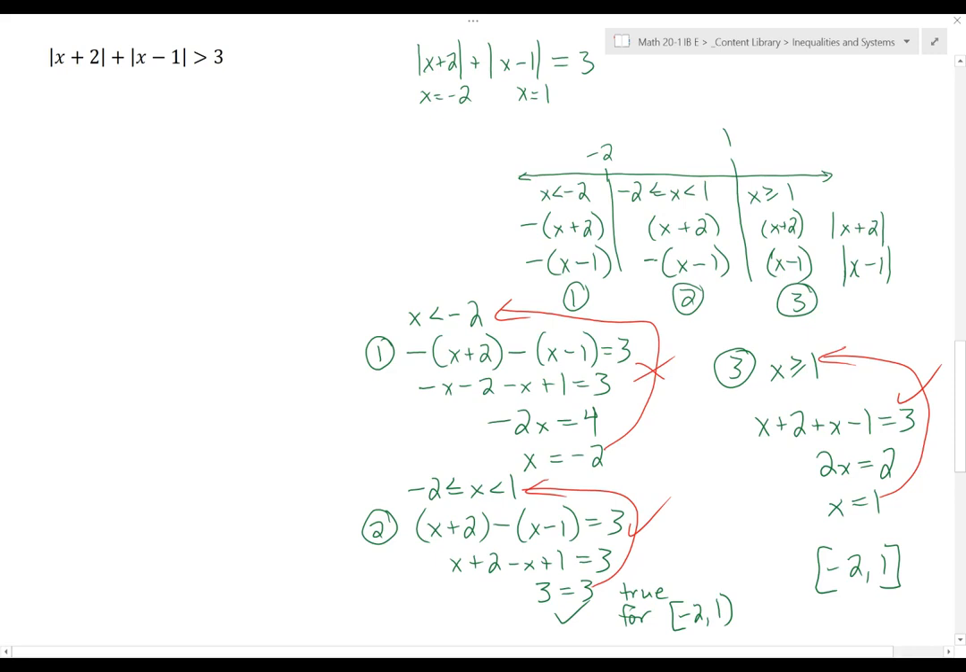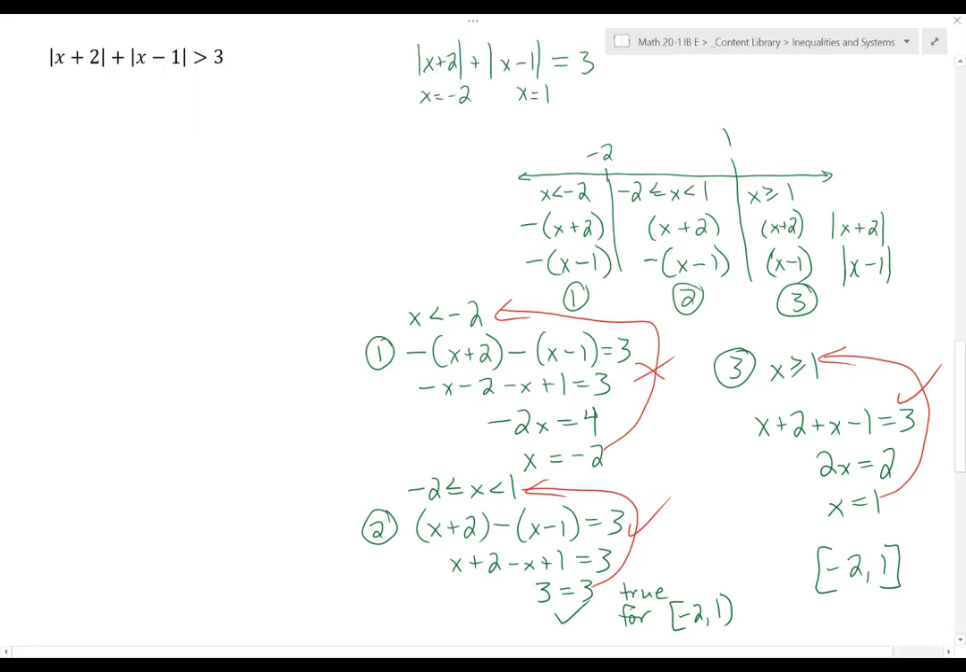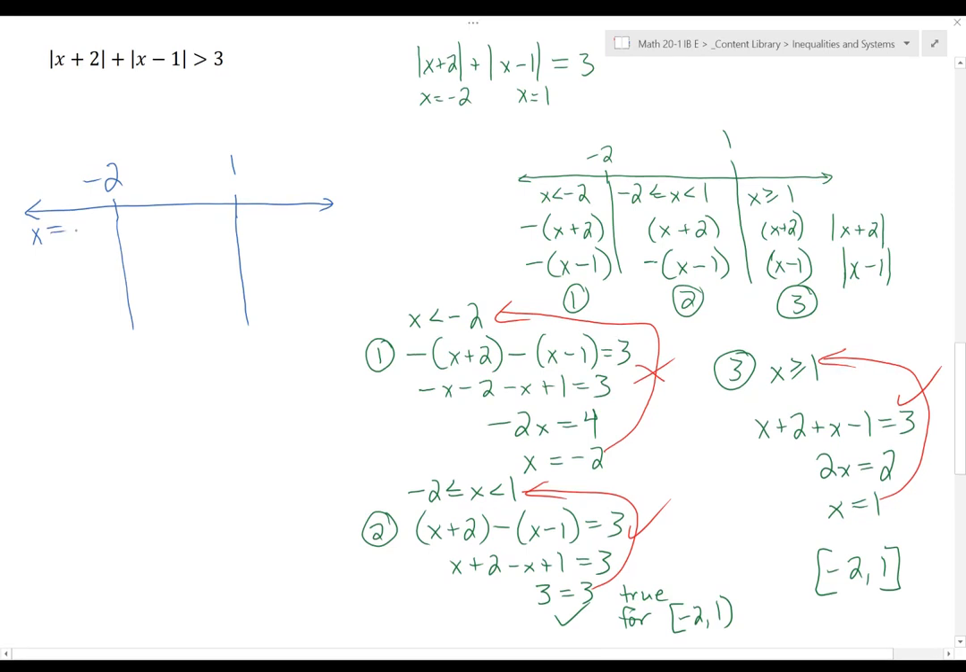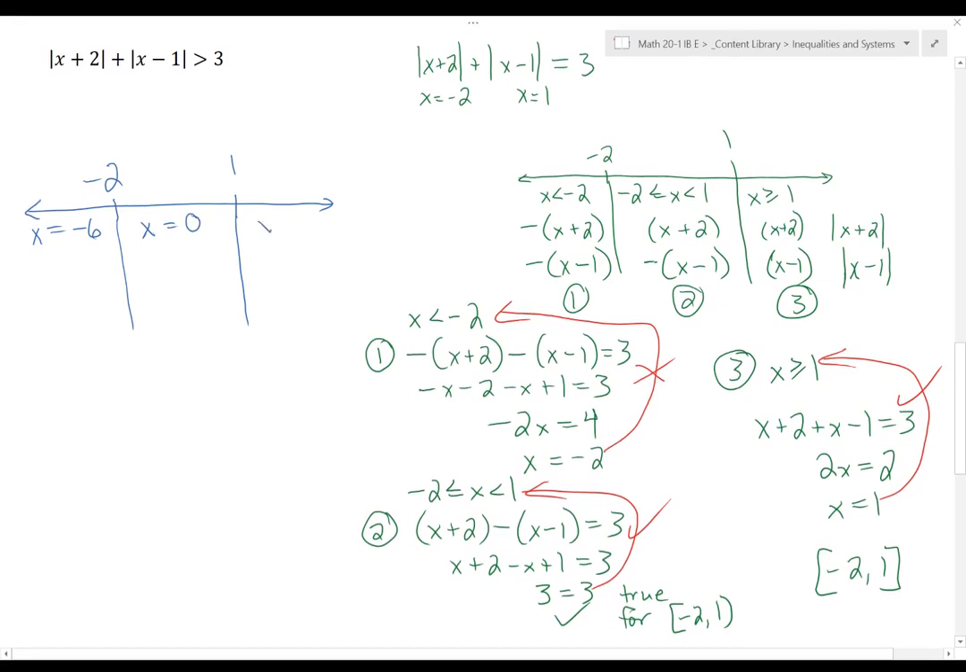But those are not solutions to my inequality. It does, however, give me the critical values for my inequality. And in fact, here, the critical values for my inequality are the same as the critical values for each individual absolute value. So testing a point, I don't really need to test a point between negative 2 and 1. I'll explain that in a second, but I'm going to. So if I test x equals negative 6, let's test x equals 0, and let's test x equals 3.